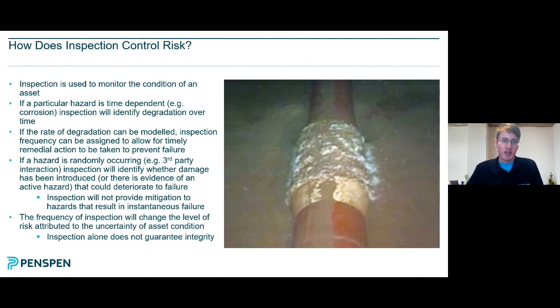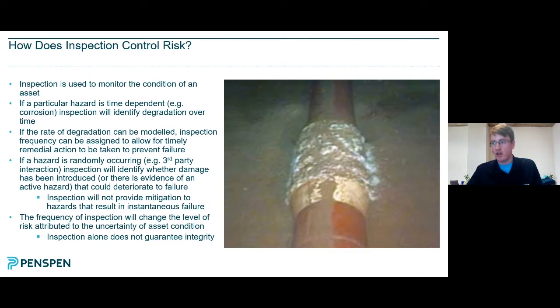So another question then is, how exactly does inspection control risk if we're going to use that as an effective mitigation within our integrity management system? Essentially, inspection is used to monitor the condition of an asset. Without looking at our asset, we don't know what the condition is. It's only assumed, and over time, the uncertainty in that condition will increase, which will increase our risk.